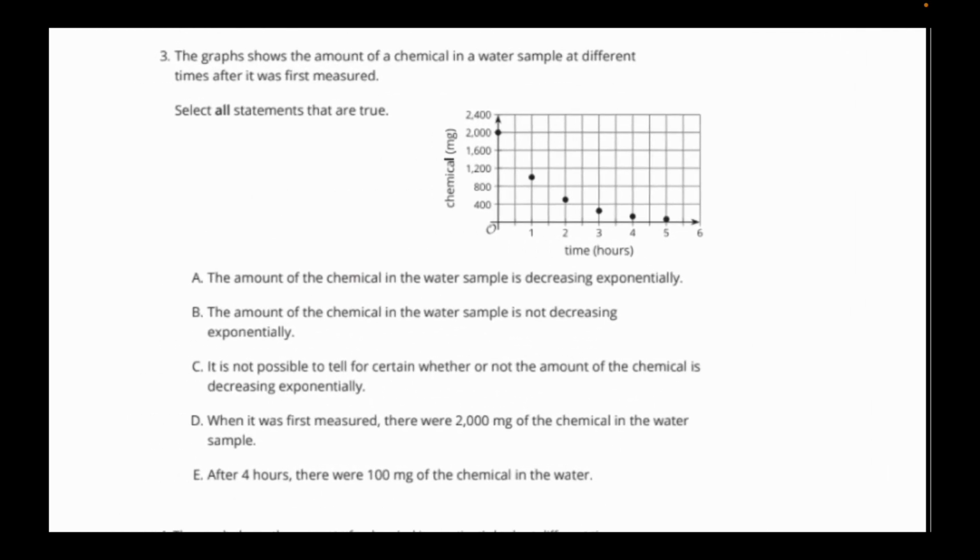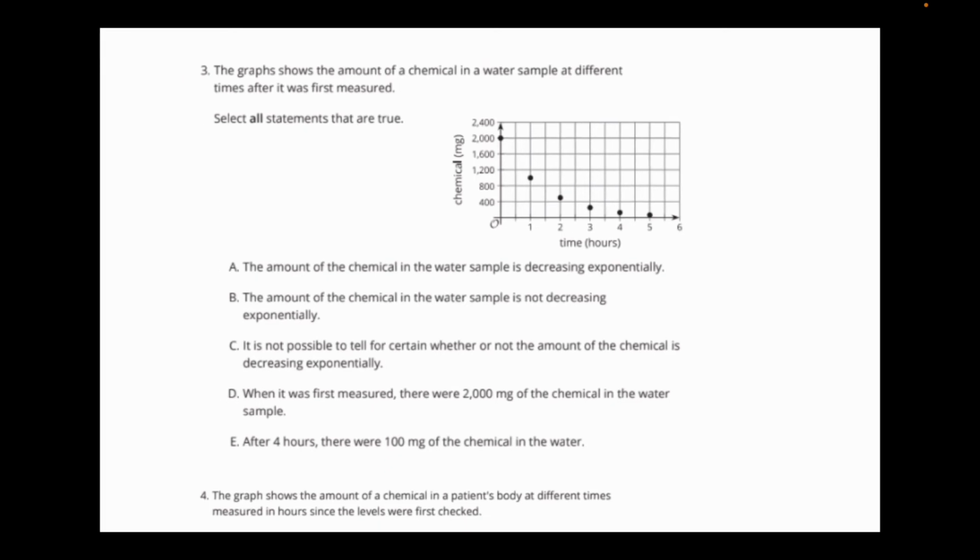So we have graphs that show the amount of chemical, and we want to select all statements that are true. So this looks like the graph of our previous question, or close to it. So let's figure out what's true here. We have a couple options. The amount of chemical in the water is decreasing exponentially. The amount of chemical in the water is not decreasing exponentially. It is not possible to tell for certain whether or not it's decreasing exponentially.